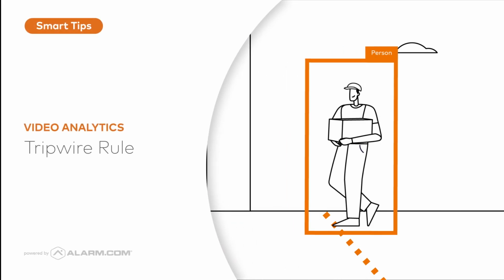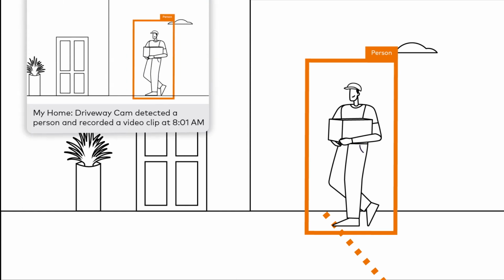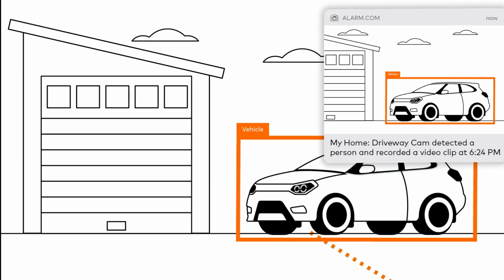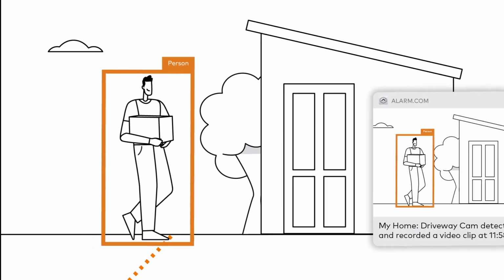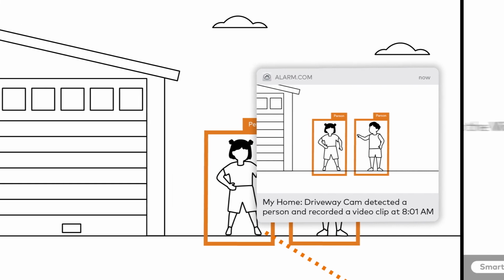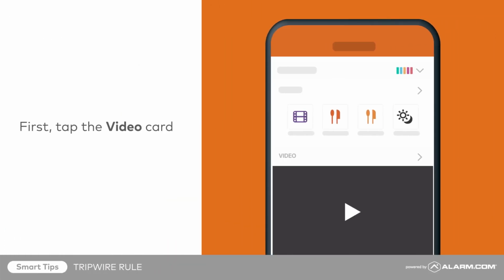Tripwire video analytics rules are best used for capturing motion when an object passes a particular point. For example, cars pulling into your driveway, a person approaching your front porch, or children leaving for school. To configure this rule, tap on the video card from your app's home screen.